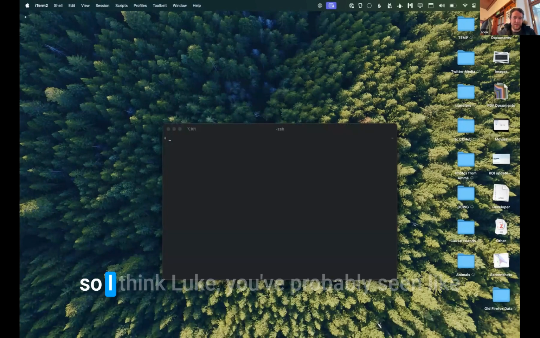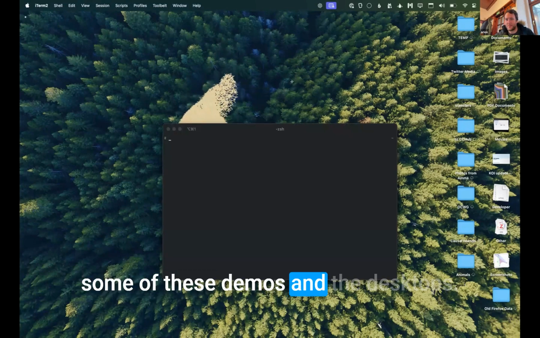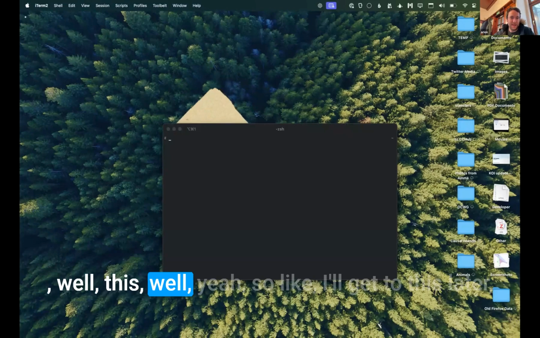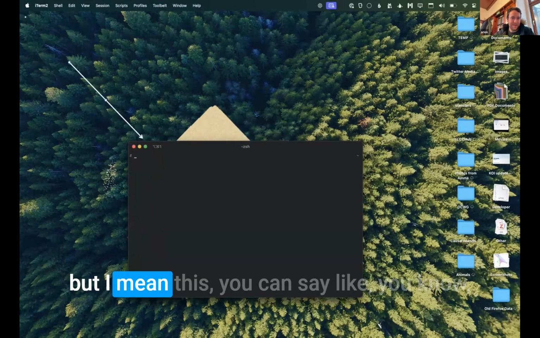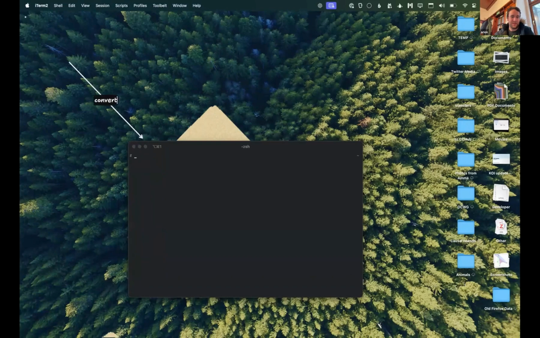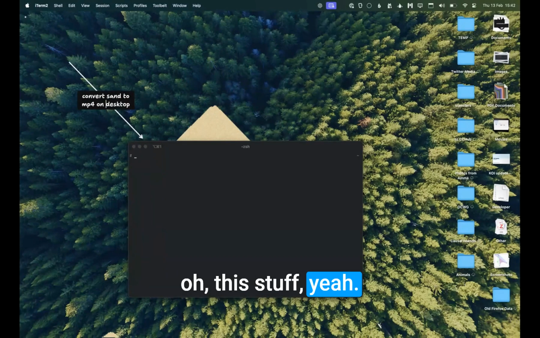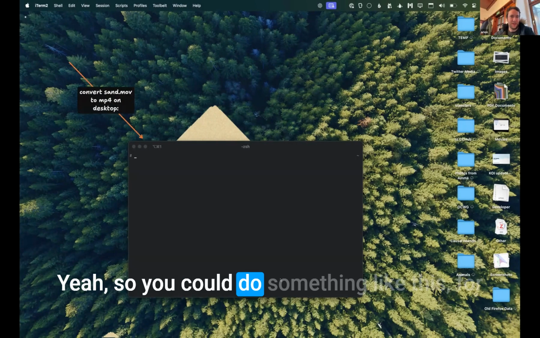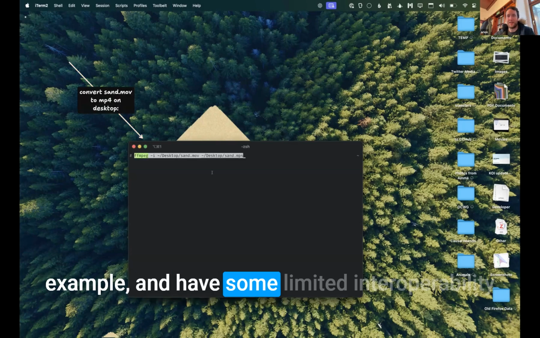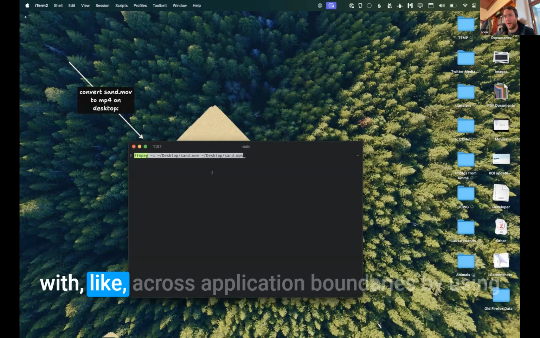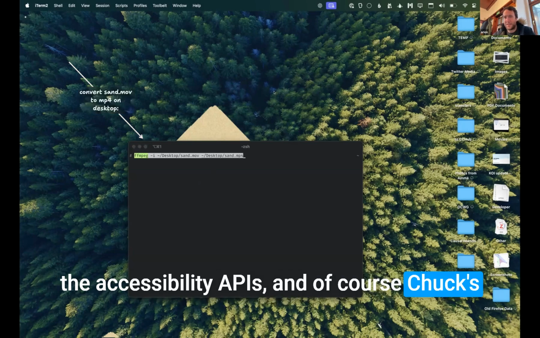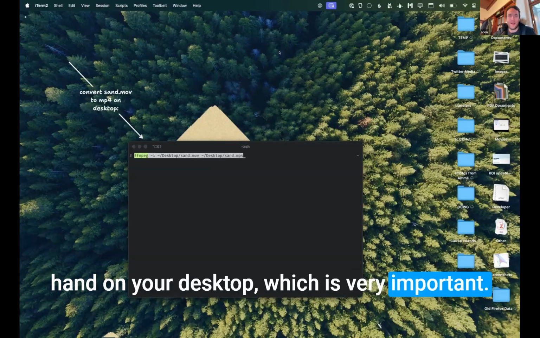Yeah. So I think, Luke, you've probably seen some of these demos and the desktop stuff. No, I've not seen that. Well, I'll get to this later, but you can say convert to... Oh, this stuff. Yeah, I've seen these. So you could do something like this, for example, and have some limited interoperability across application boundaries by using the accessibility APIs, and of course chunks on your desktop, which is very important.